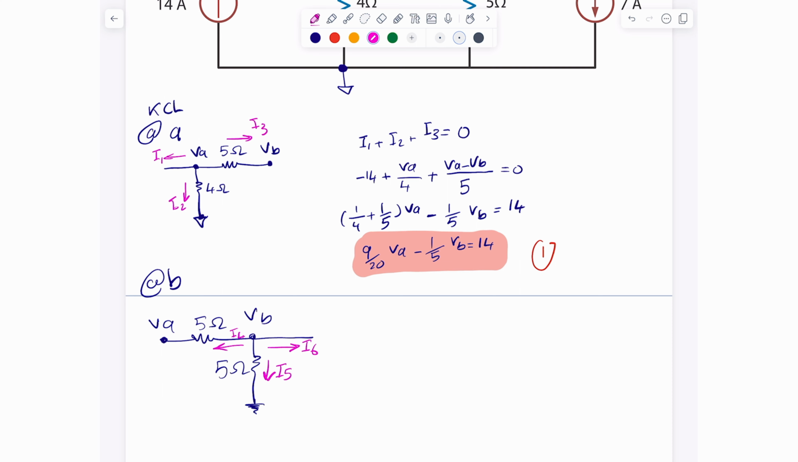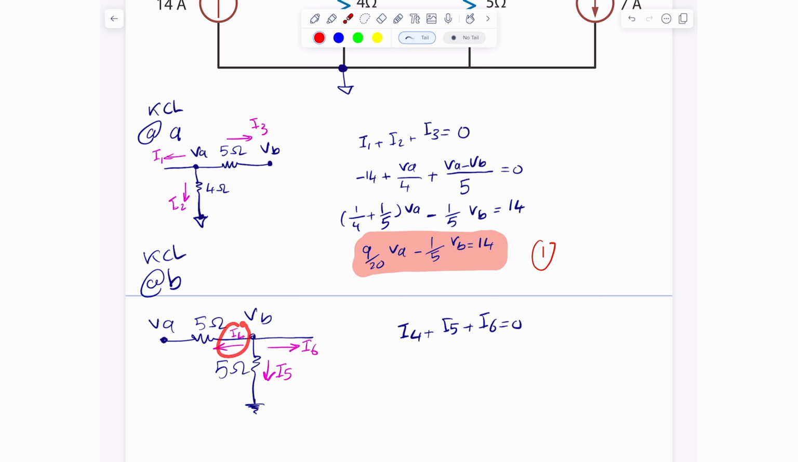Okay, and I'll write KCL at this particular essential node. KCL here is the same as the first one. I assumed all of them leaving the node just so that it's simpler on me. So I can just say I4 plus I5 plus I6 is equal to 0. And now I'll have to figure out what the different I's are.